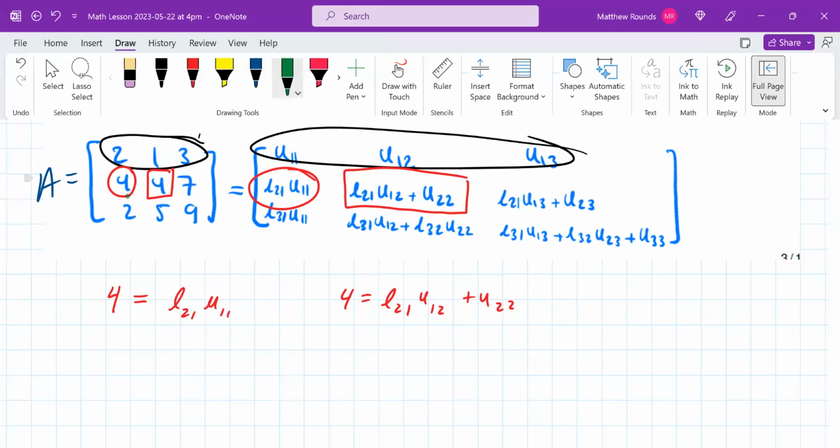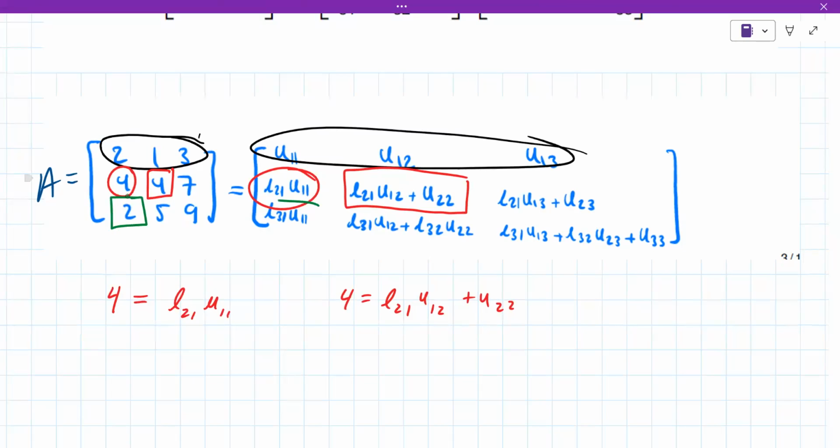Let me go to a different color here. So here's this one, and then here's this one. So 2 equals L31 times U11. Now, keep in mind here, you already know U11. I know this looks really bad, but you already know U11. U11 is 2. You can use that here to find L21, and then you can use that one in here to find this one. And that's what we're doing. But I'm showing you how to set up the equations.